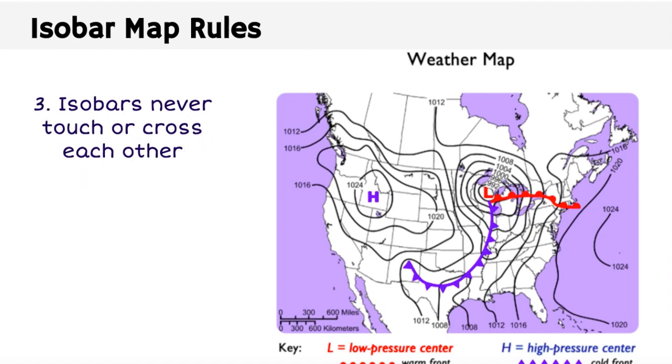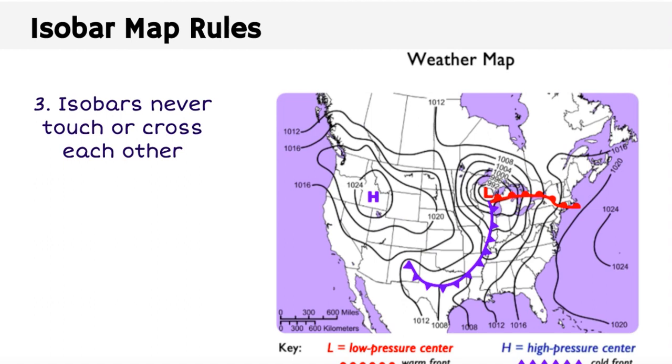Isobars never touch or cross each other. They're areas of different measurements, and because of that, they don't cross over each other and they don't touch. They can be really close to each other, like you see in the low pressure system over here, but they don't ever cross over each other. The 992 down here is always going to be inside the circle for the 996, which will be inside the circle for the 1000 until we get to the 1004 and the 1008. So they are circles within circles, or lines around other lines.